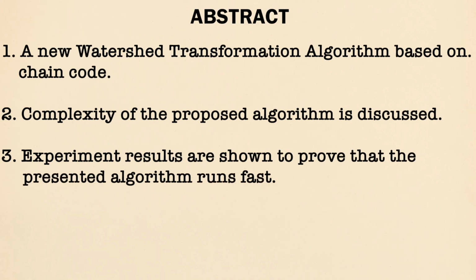to separate the images into different objects. Now I am concluding the watershed segmentation algorithm with a new watershed transformation algorithm based on chain code. The complexity of the proposed algorithm is discussed, and experimental results are shown to prove that the objects can be detected separately in the given image. Now, chain code is the direction code of the current pixel pointing to its neighbor pixel. Thank you.